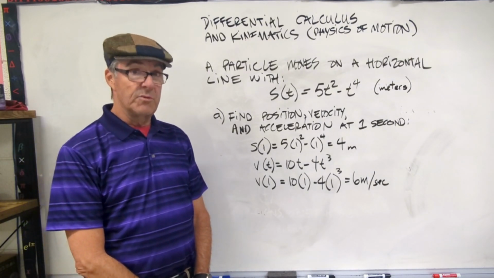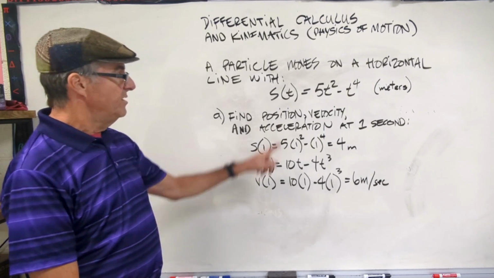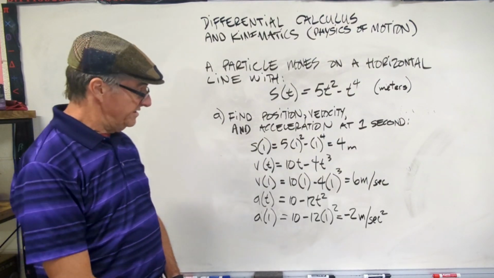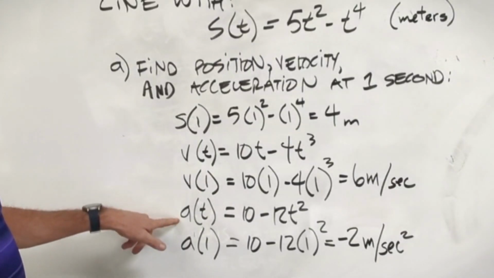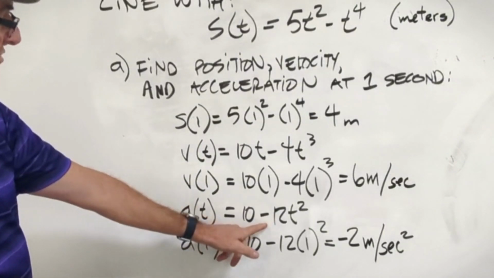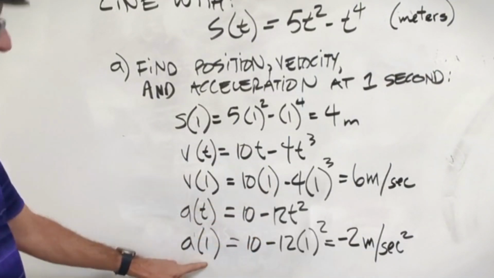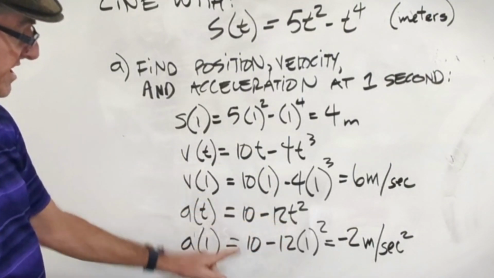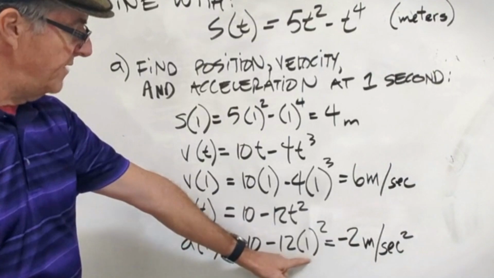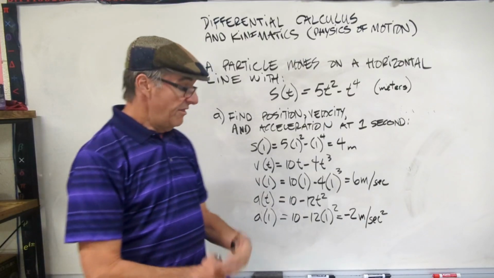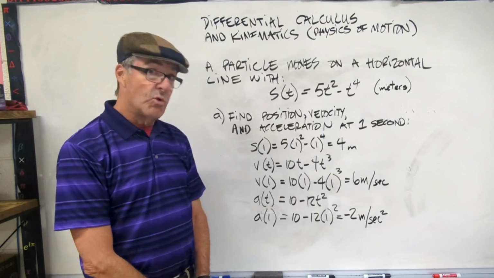Now I'd like you to pause the video and do the same to find the acceleration at 1 second. Okay, here's how I did that. Here's my acceleration function, which is just the derivative of the velocity function. I'm just going to plug 1 in for t here. So I have 10 minus 12 times 1 squared. I get minus 2 meters per second squared. That would be my acceleration at 1 second.